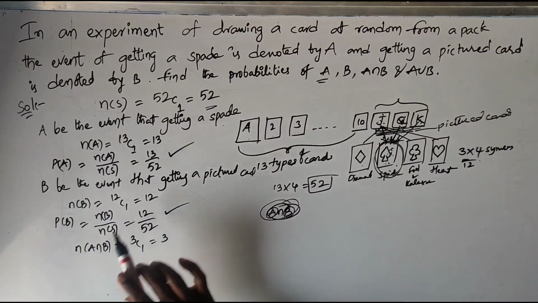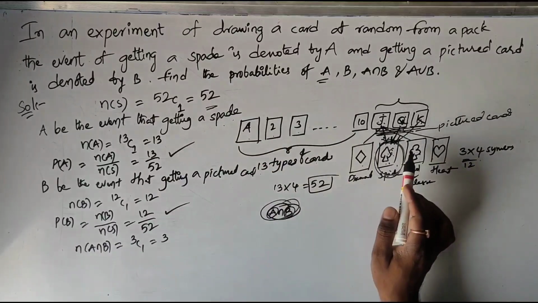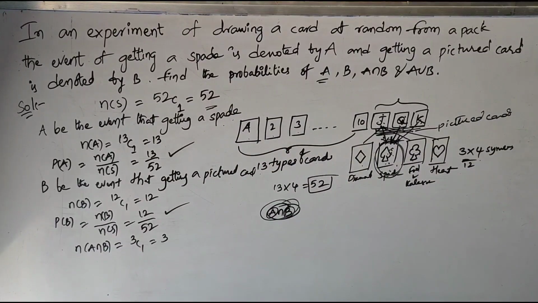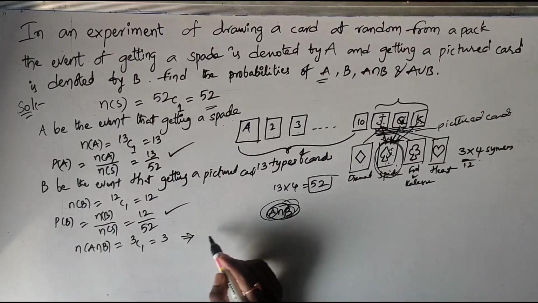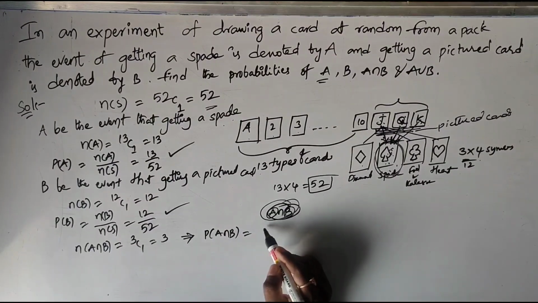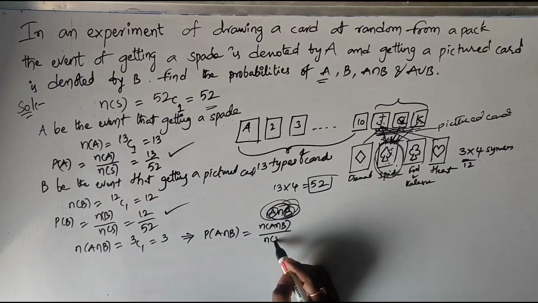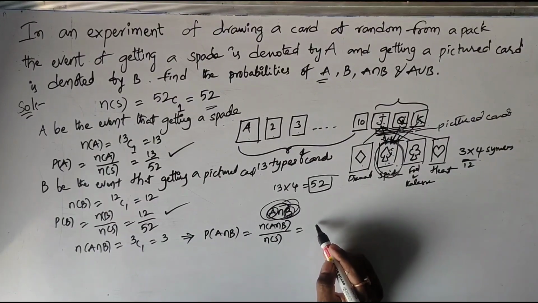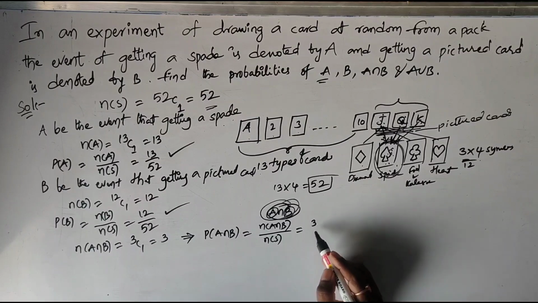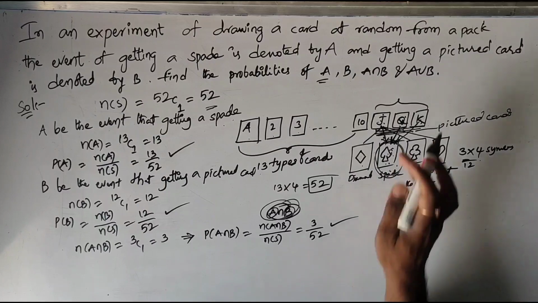A is nothing but getting a spade and B is nothing but a picture card. Spade and picture cards are only 3 cards here. So that implies the probability of A intersection B equals n of A intersection B by n of S, favorable cases by total cases. That is nothing but 3 by 52. So this is also completed.